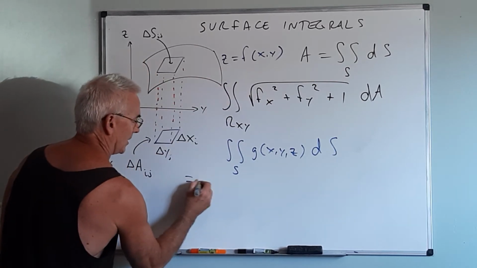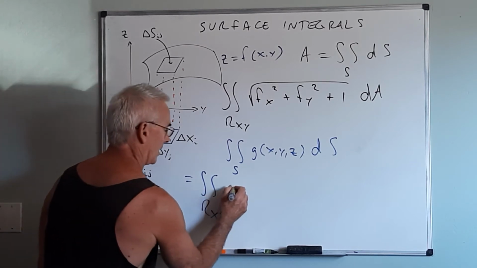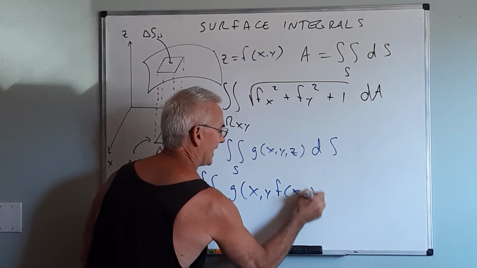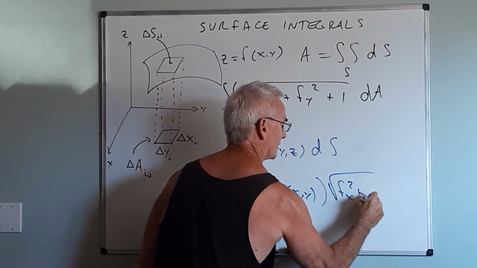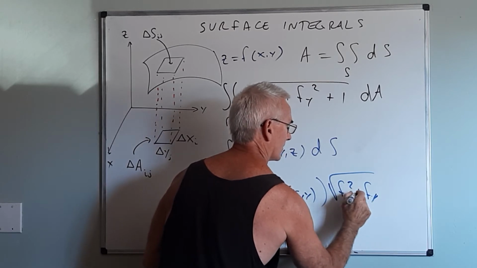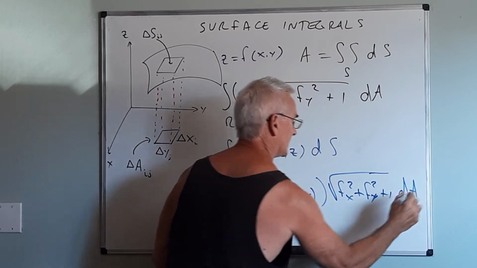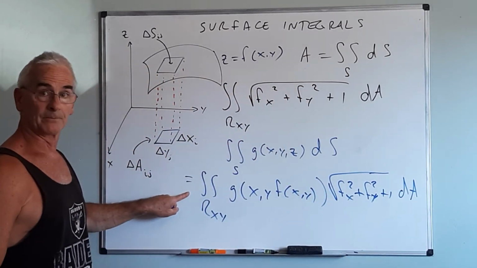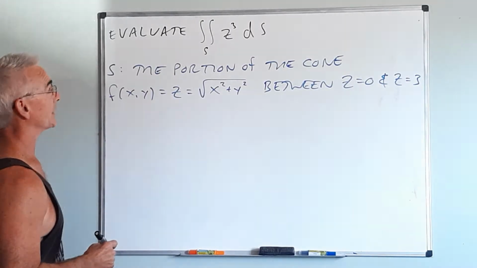So this would become the double integral over the region in the xy plane of g of x, y, f of xy times the surface area parameter dA. Now this is how we will formally calculate the surface integral. Let's consider the following example.